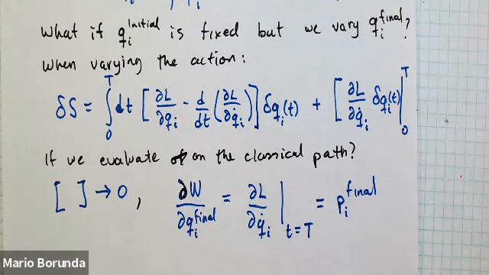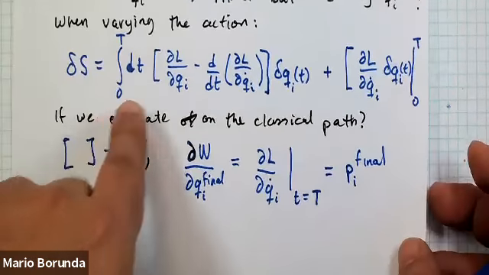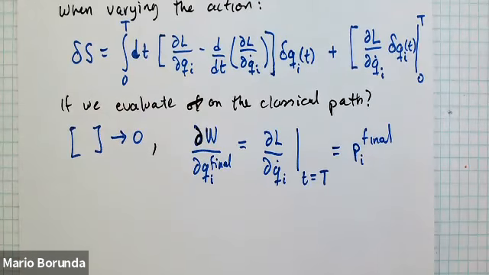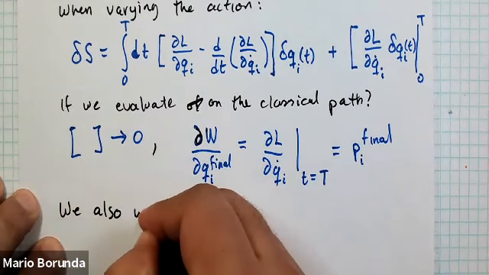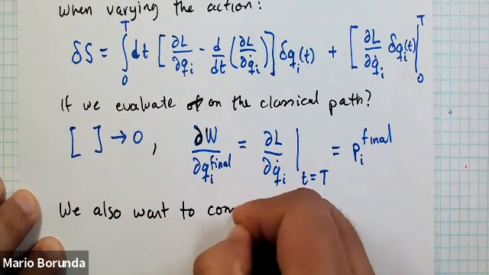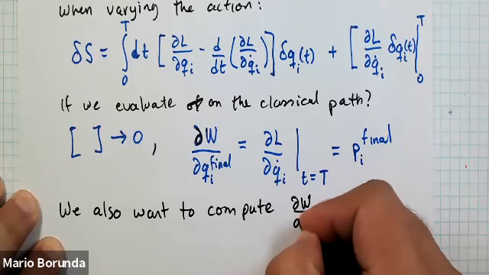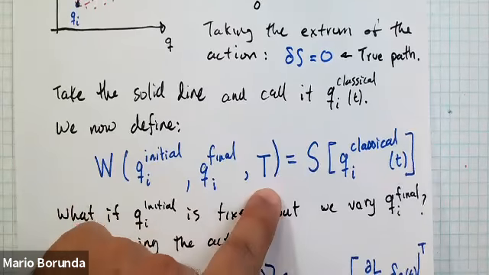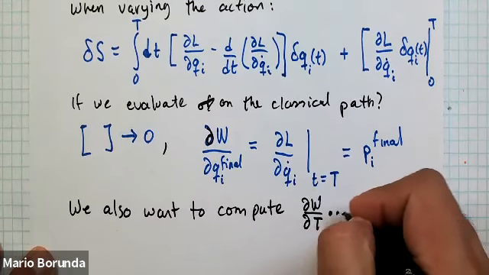Good. So now we're varying this final position. We also want to continue and vary, we also want to compute this guy with respect to the final time, right? Because W depends on the final time. So we want to get this guy.